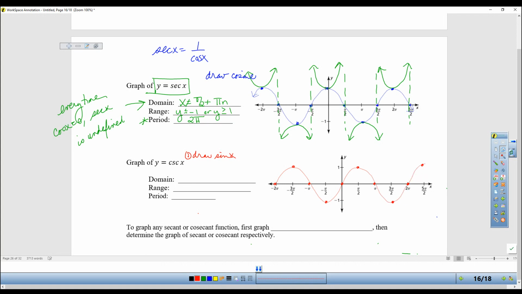So there's sine. And then step 2 would be to figure out where sine of x is equal to 0, make an asymptote. So right here, there's going to be an asymptote because cosecant is the flip of sine. And if you try and flip 0, you'll be undefined. So this is where cosecant is going to be undefined. And then step 3 is going to be to draw your u's. It's that easy. And now I have the graph of cosecant.